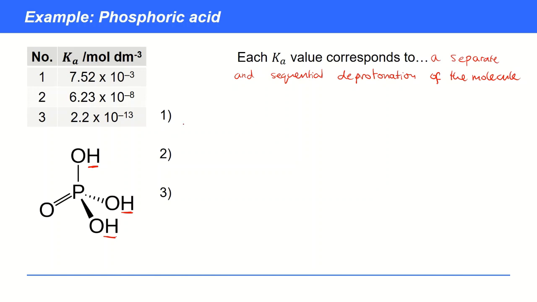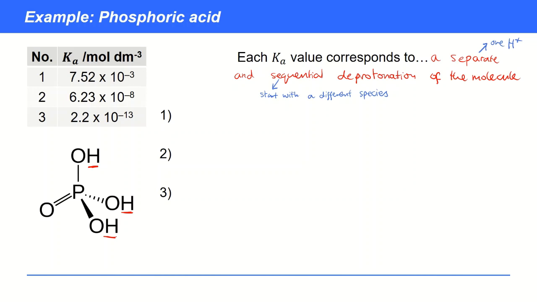Well, what do I mean by that? Separate, I take to mean that we have one H plus only removed. So in each of these cases, only 1 proton is removed. Sequential, because we're always going to start with a different species. So this is very much like ionization energies, and I hope you'll see the connection as we do it.